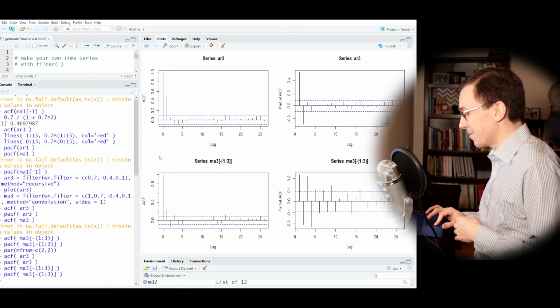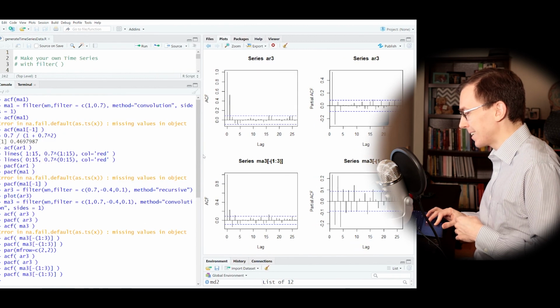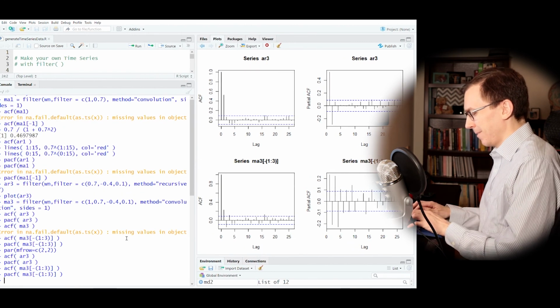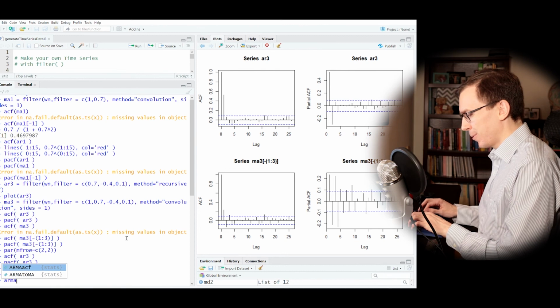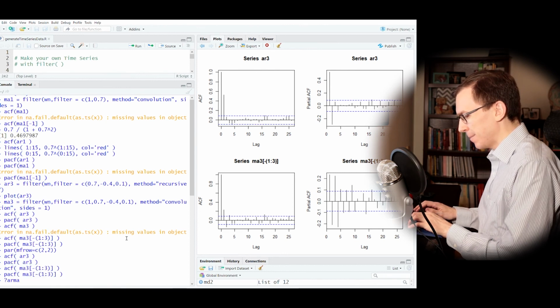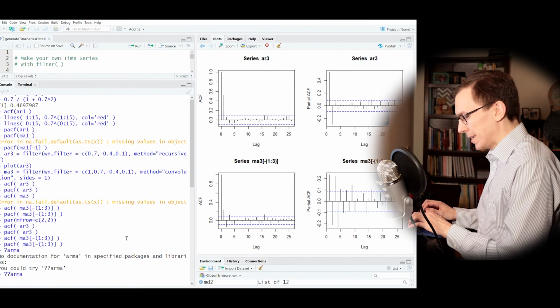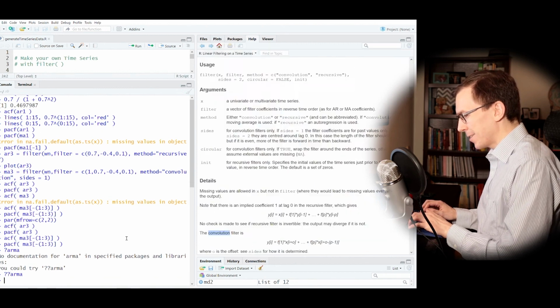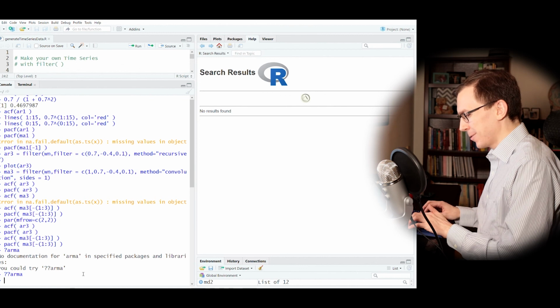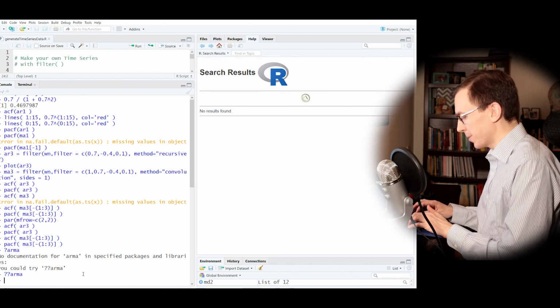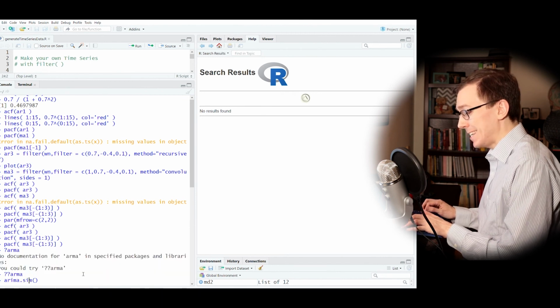And if that wasn't confusing enough, what would happen if we actually had an ARMA process? Now, I didn't actually prepare this beforehand. I'm pretty sure there's a way to generate ARMA data. I just forget what it is. And of course, it's not going to tell me. It's probably ARIMA. But ARIMA fits the ARIMA model. There it is. arima.sim is what I want.